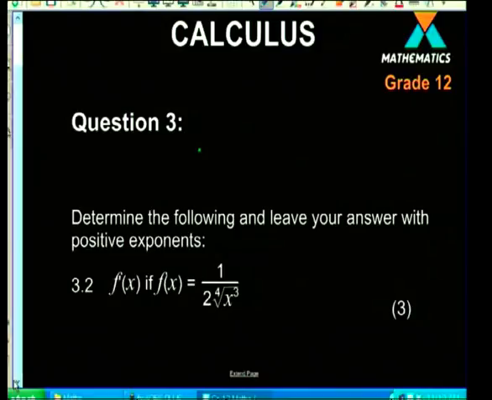The next question says, determine the following, leave your answers with positive exponents. F prime at x, if f at x is equal to 1 over 2 the 4th root of x cubed. Now already there, people start panicking. Don't worry.